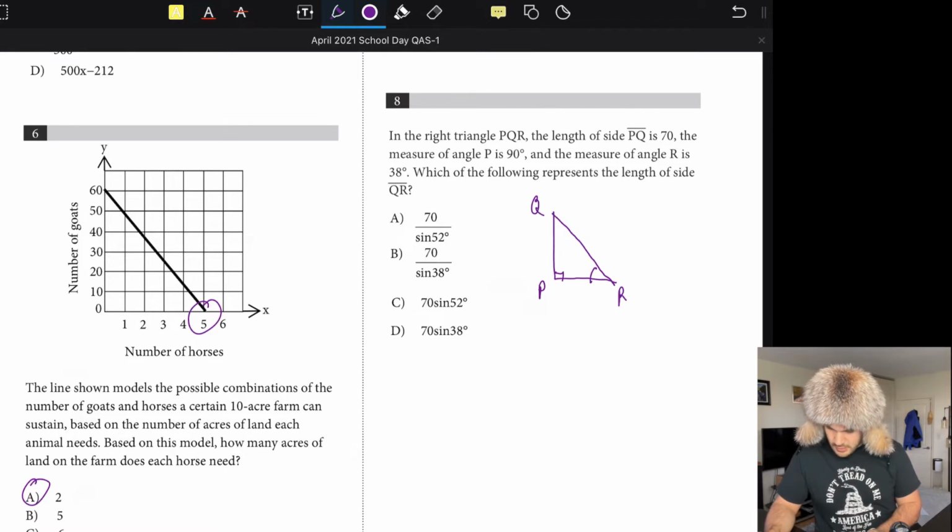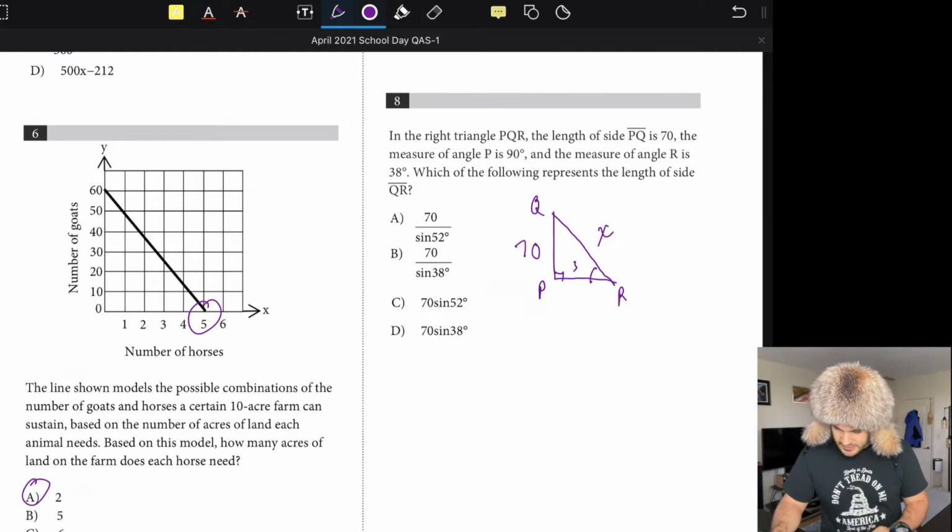Okay. Then we have PQR, right? Did we do that correctly? Looks good to me. So side PQ is 70, and they want to know QR is which of the following answer choices. So I'll label QR as X. And this is 38 degrees.